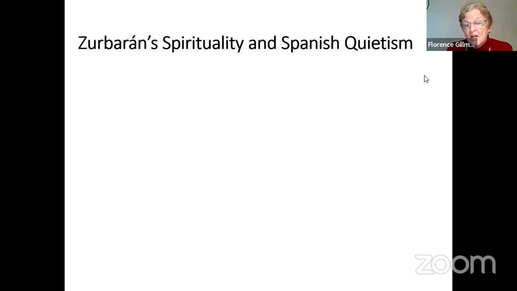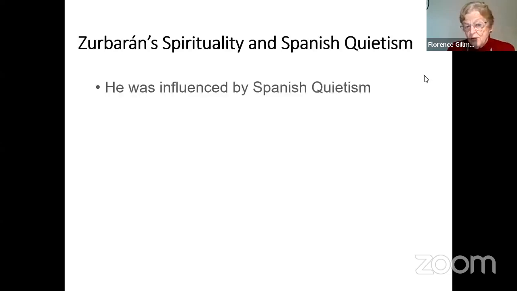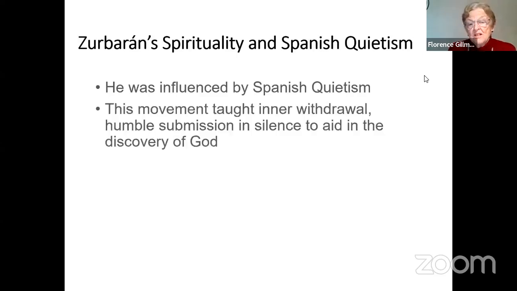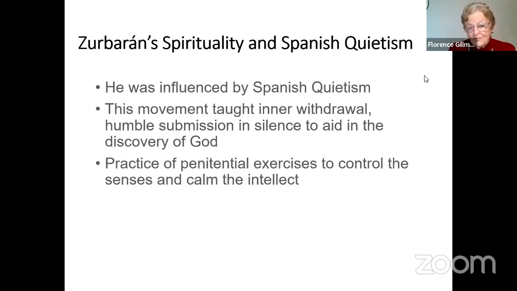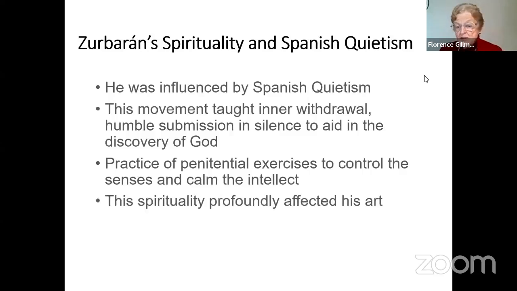So Zurbaran was very influenced by a movement called Spanish Quietism. It really fit his personality, but it seemed to also shape it. So this movement taught an inner withdrawal. It was a very reflective, pensive form of spirituality, leading a person to humbly submit in silence to the presence of God in order to discover God. And you had to practice various penitential exercises to control your senses, to calm your intellect in order to focus your mind and your heart on being open to the experience of God.